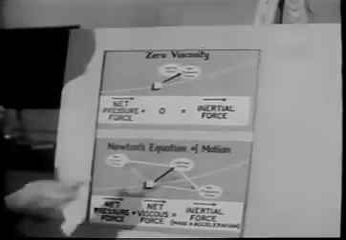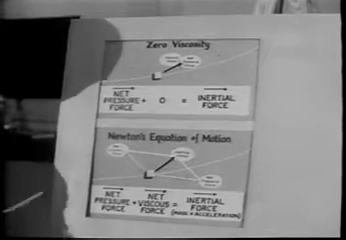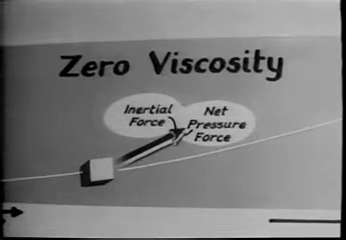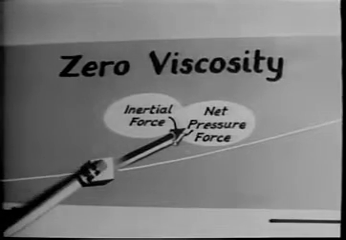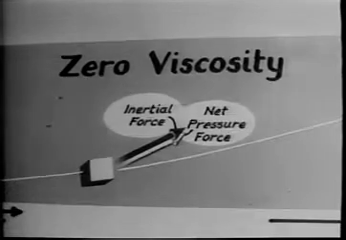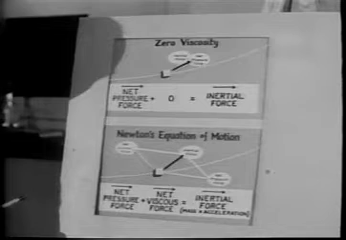Here is Newton's equation for fluids of very small viscosity, with the viscous forces neglected altogether. We have the balance between the pressure force and the inertial force. And in the vector diagram, the vectors for these two forces must coincide. This is for the case of fluids of very small viscosity.